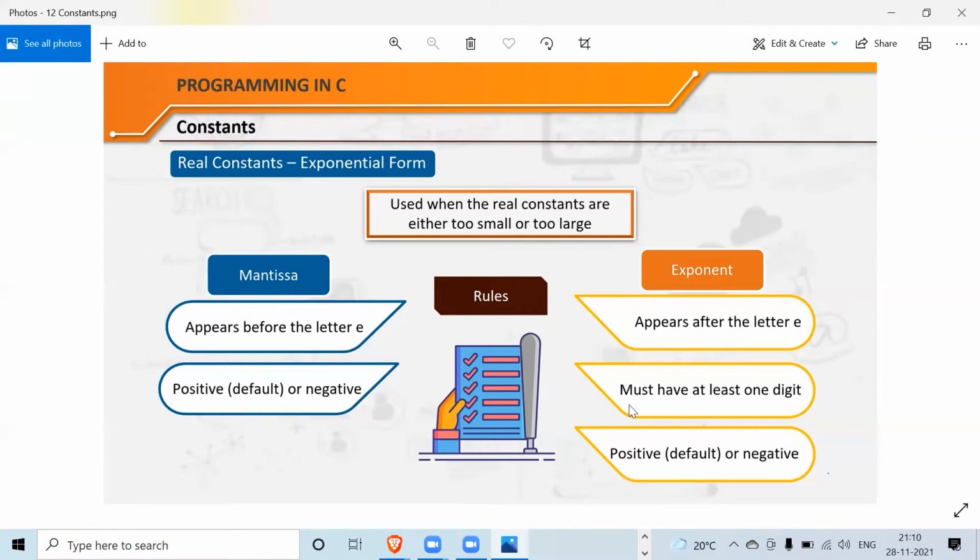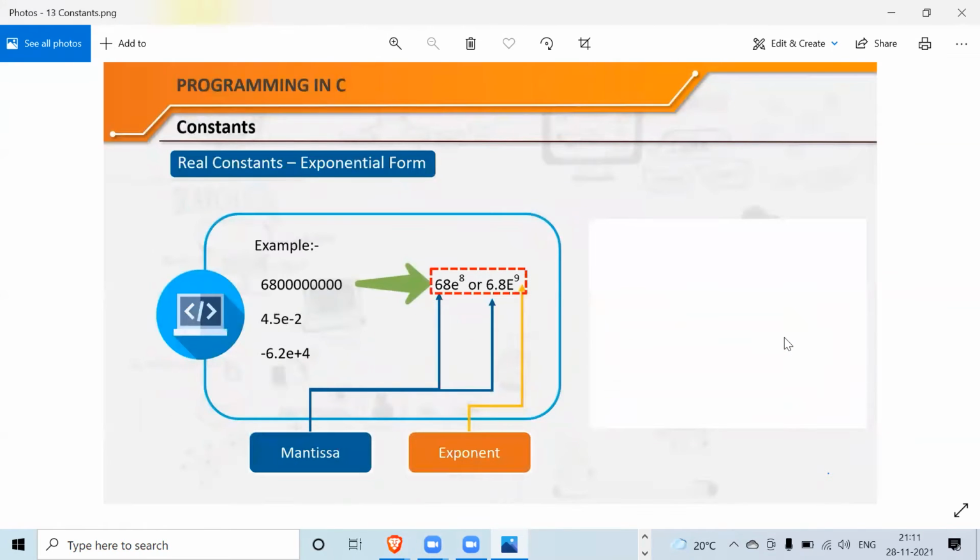Okay, so the next rule is the exponent part should have at least one digit. It has to have at least one digit, any value. Only then it is an exponential form real constant. Also, the exponent part comes after the letter E. Before the letter E, the mantissa part is there. After the letter E, the exponent part is there. And we will give you an example also.